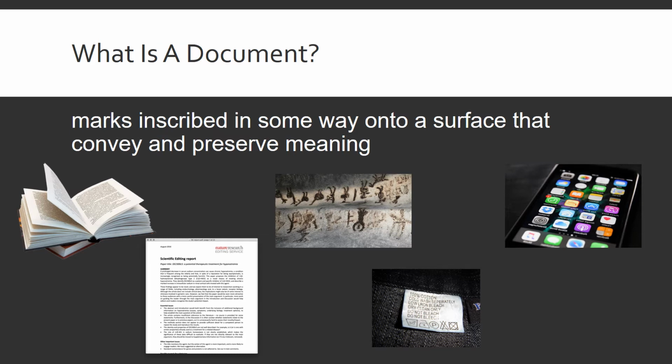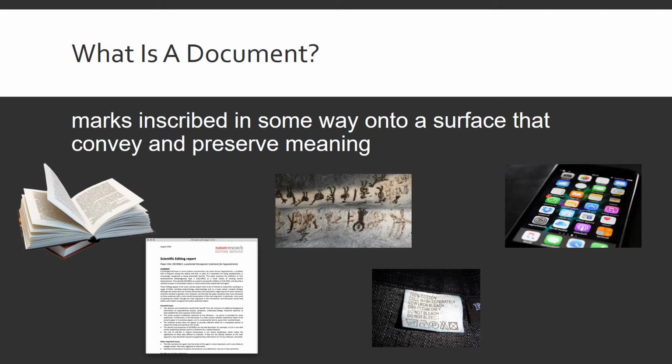And then also even the tag on your jeans or other clothing that you have, there are definitely marks inscribed onto a surface that convey and preserve meaning, right? They tell us what our clothes are made of, how to wash them, how to dry them, what not to use on them to preserve them in some way. And I'm sure there's thought that goes into trying to make sure that the ink that is used and the material that is used lasts and preserves the meaning that is conveyed there.